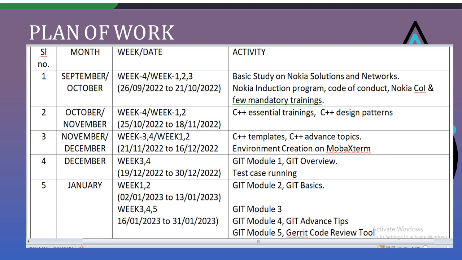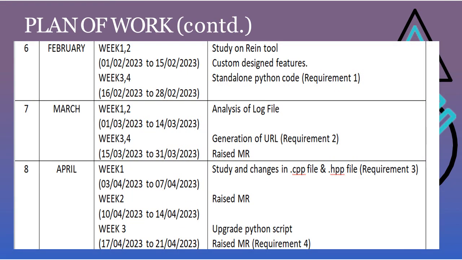The Gerrit code review tool helped us with the commands that were used in raising an MR. We studied the changes in the .cpp file and .hpp file. This was the third requirement that had been given to us, where we had to study the .cpp file and make some changes in it so that it would be more understandable to the developers. We made these changes, and as usual we raised an MR.